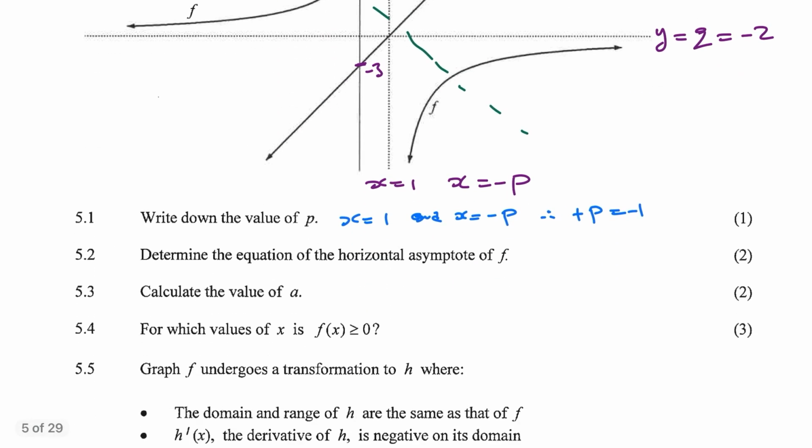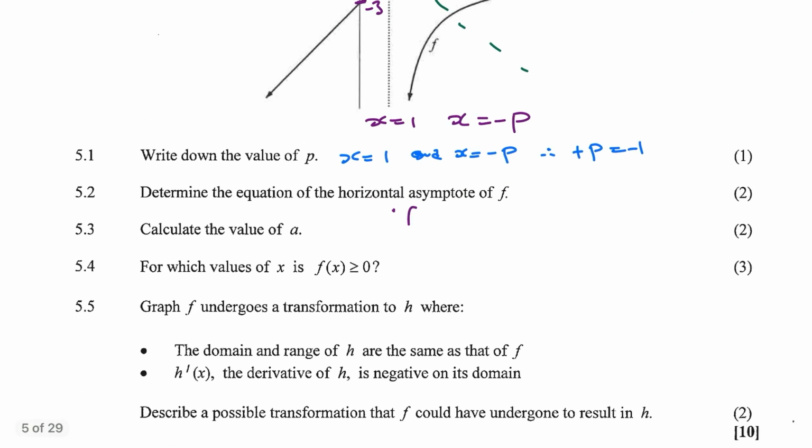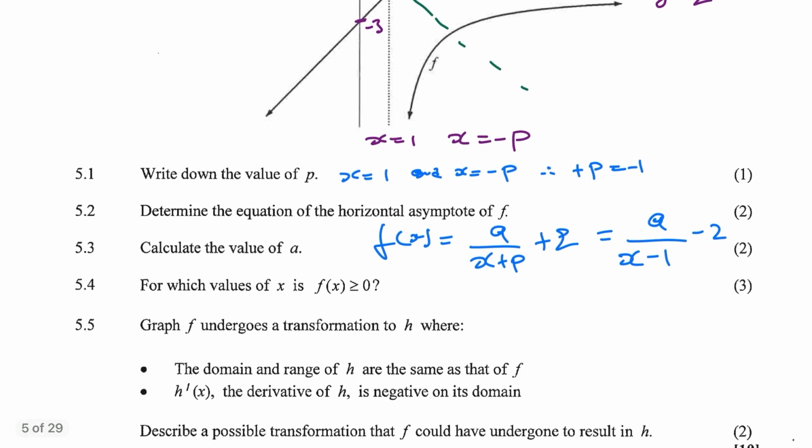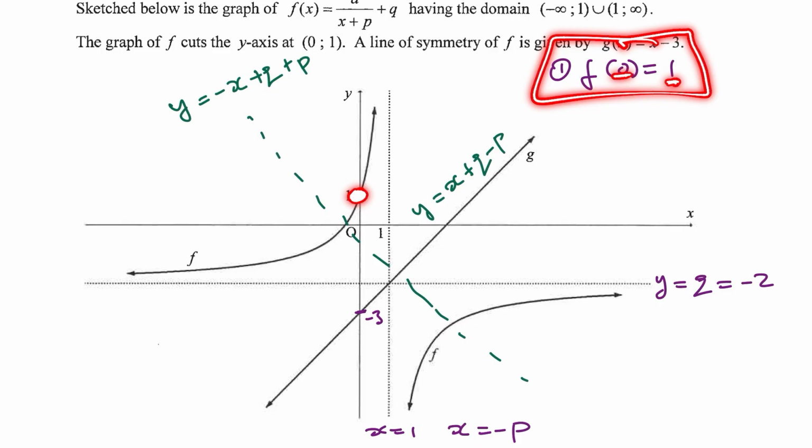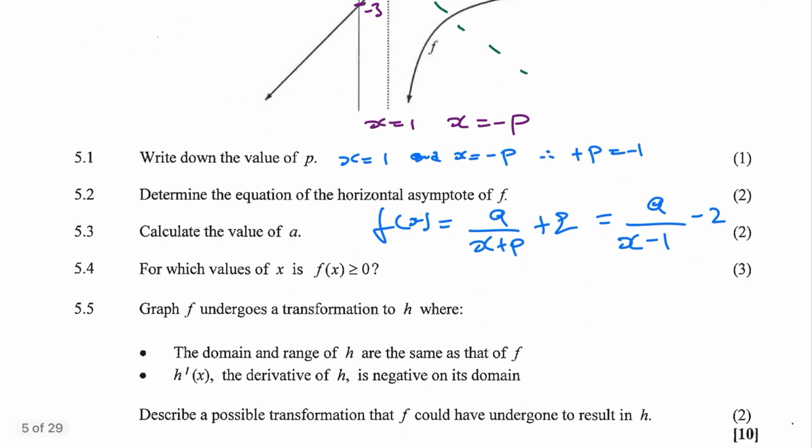To find a here is really not that difficult. Let's go to the function: f of x is equal to a over x plus p, plus q. And remember, we know p is equal to -1, and q is equal to -2. Then what do we know? We know this y intercept, where x is 0, f of 0 is equal to 1.